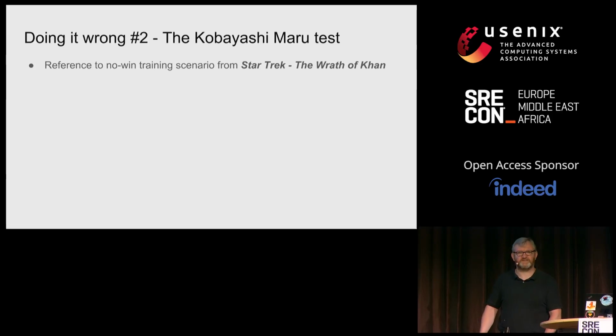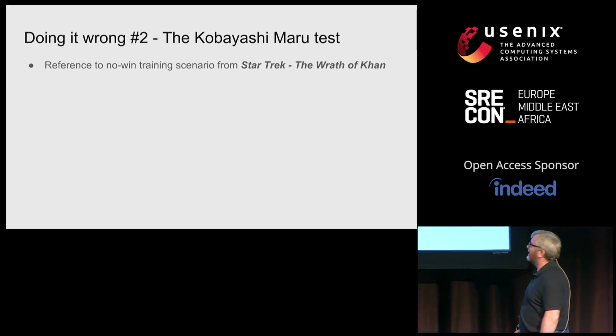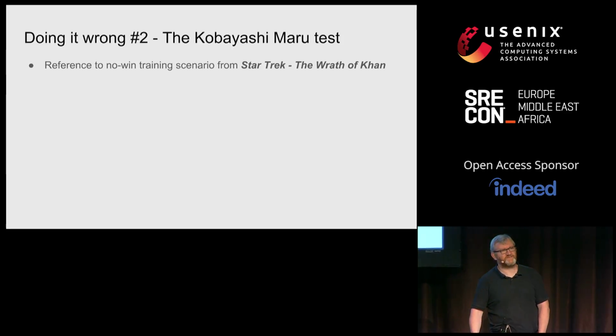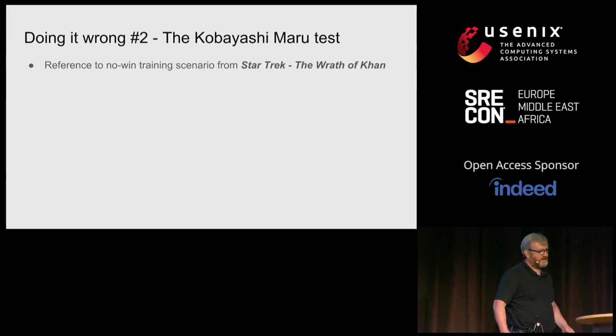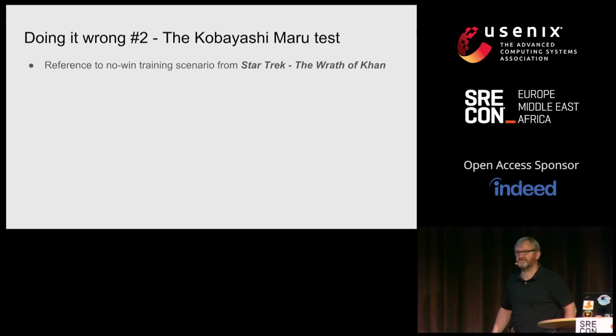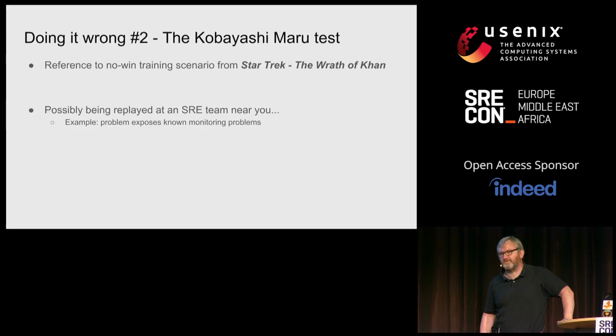The second anti-pattern I call the Kobayashi Maru test. For those who don't watch Star Trek, in The Wrath of Khan, Kirk is known to be the only person to have defeated the Kobayashi Maru test. One of the teams I've been associated with had a particular problem with antagonistic traffic, and we didn't have a good answer for identifying it.